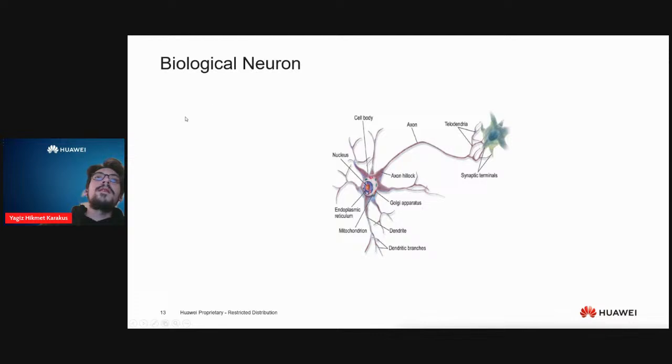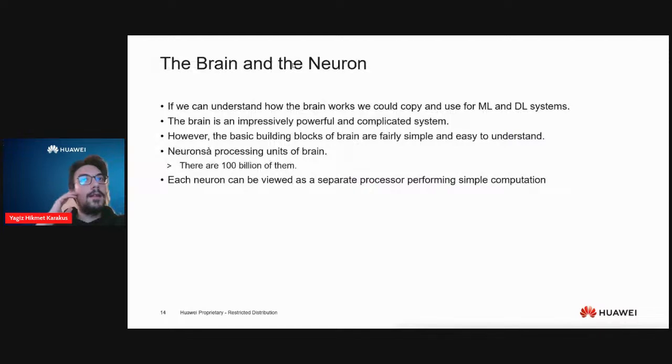In order to understand neural networks and perceptrons, you first need to understand biological neurons. As I mentioned earlier, they are inspired by nature. Because our time is limited, I won't go into detail, but if you have questions, I can answer them at the end of the presentation. If we can understand how the brain works, we could copy it in machine learning and deep learning systems. The brain is an impressively powerful and complicated system, however the basic building blocks of the brain are fairly simple and easy to understand.